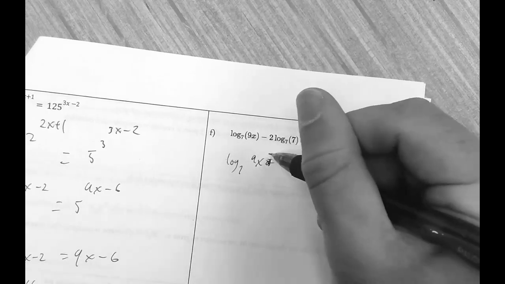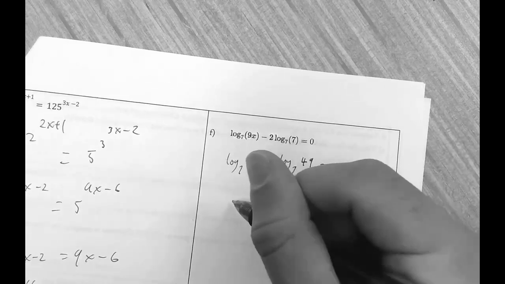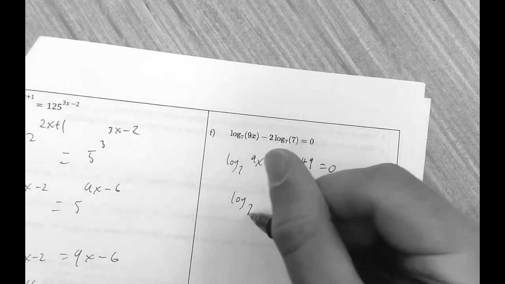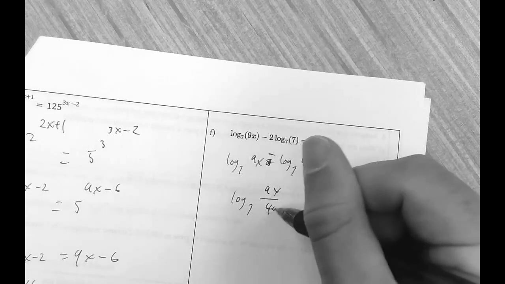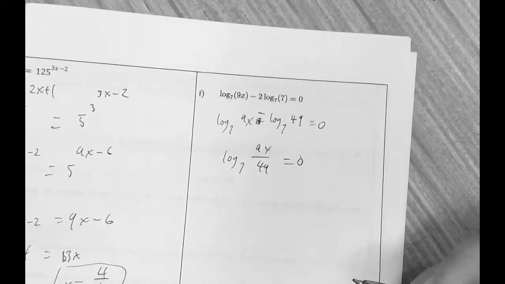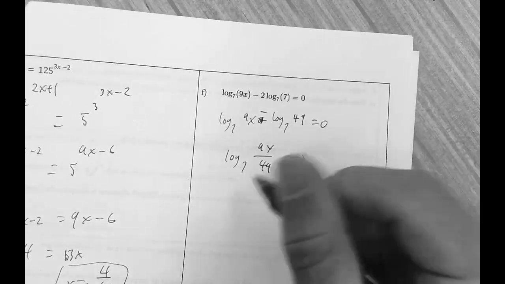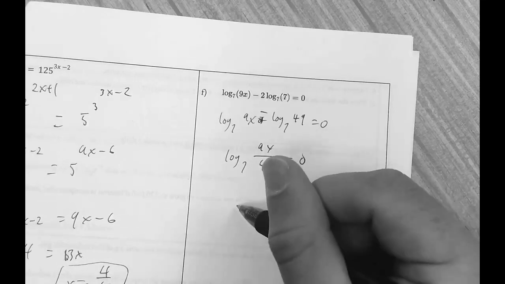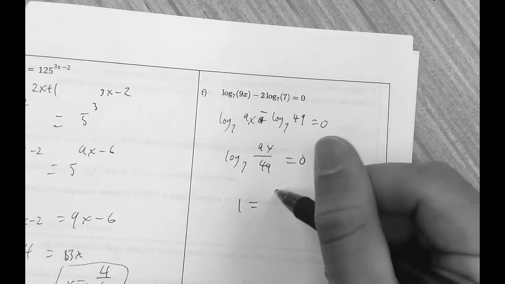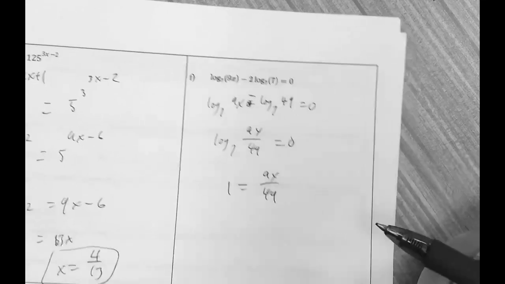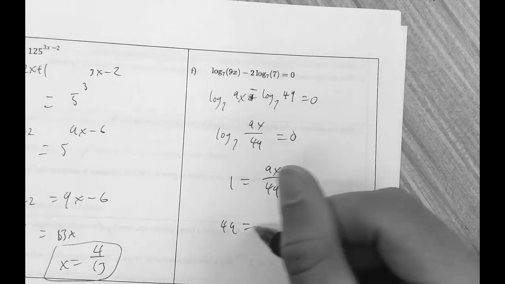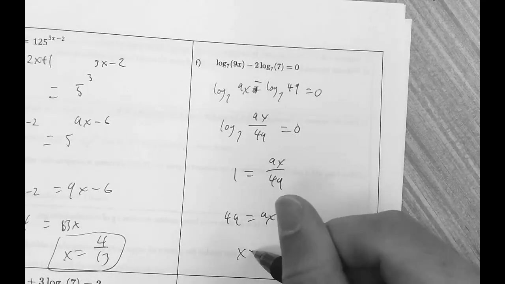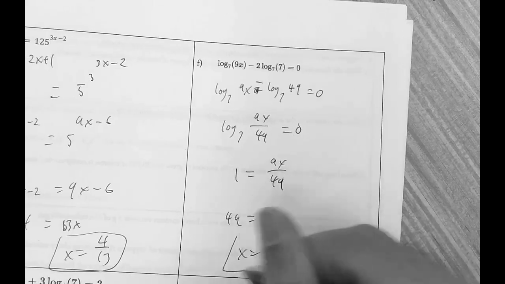Sorry, did I say equals? Minus equals 0. So then log base 7 9x over 49 equals 0. We can rewrite this as an exponential now. So 7 to the 0 equals this. So that means that 1 equals 9x over 49. Therefore, 49 equals 9x. Therefore, x equals 49 over 9. Okay?